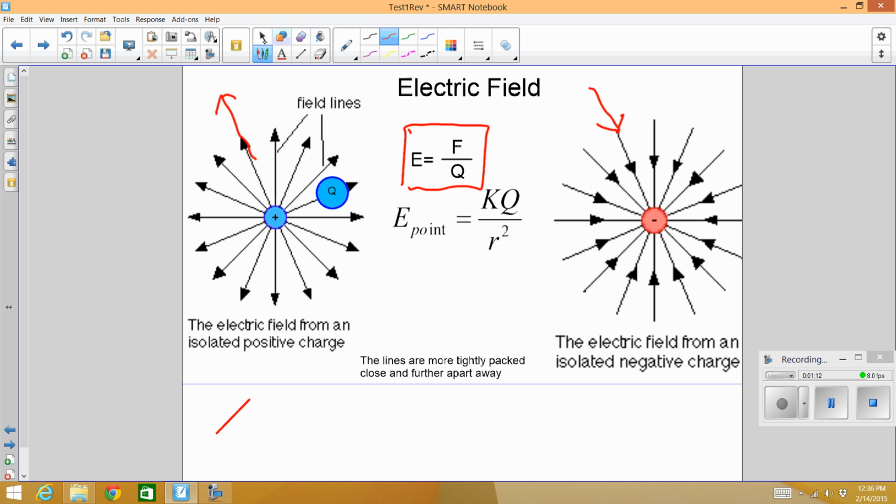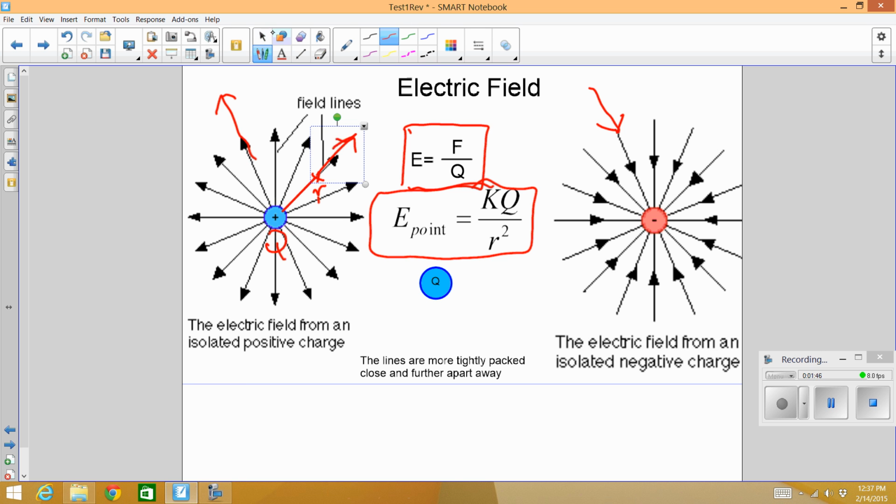So, at this point in space, right over here, say a distance r away from the charge, there exists an electric field represented by a vector pointing away. The magnitude of the vector is given by this equation. Notice it's very similar to Coulomb's law, except it's only one charge, one Q, and that's the charge at the center here.